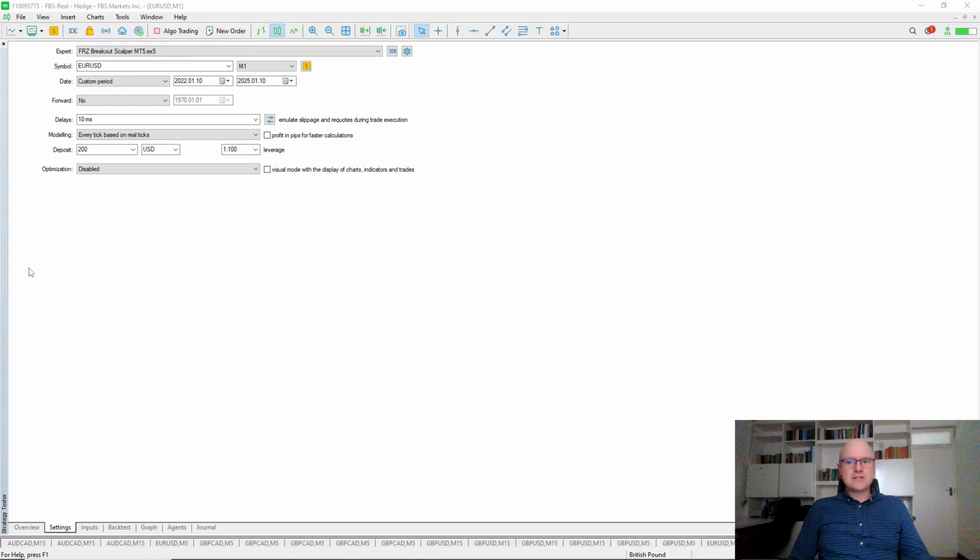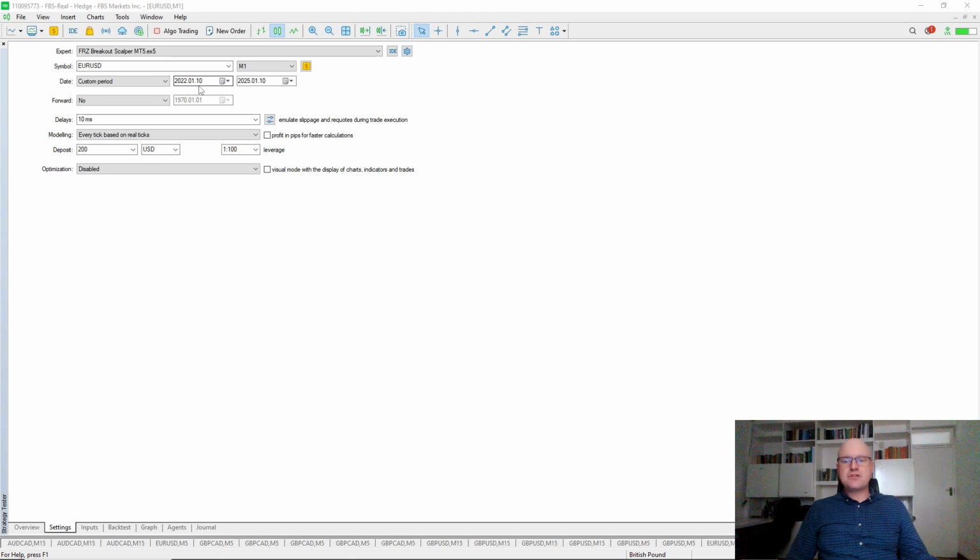So now that we've looked at the basics, let's take a look at the strategy tester and the settings for the FRZ Breakout Scalper. So the test was done on the EUR/USD on the M1 time frame, and I'm testing from the 10th of January 2024 until the 10th of January 2025 on a balance of $200, using every tick based on real ticks, which gives us the most accurate trading results.